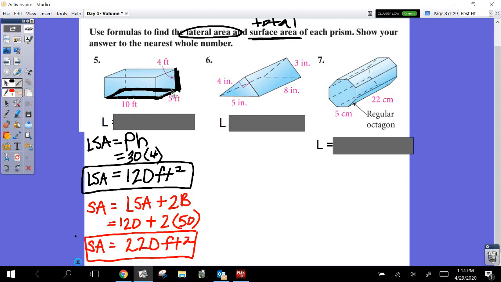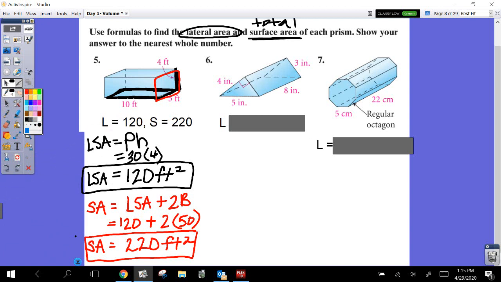If you were to turn this and maybe do this as the base, you're still going to get the same answer. You just use a different base, but you'll still get the same answer. You can try it out if you want. All right, and we can just check and make sure we got it right. Yay.